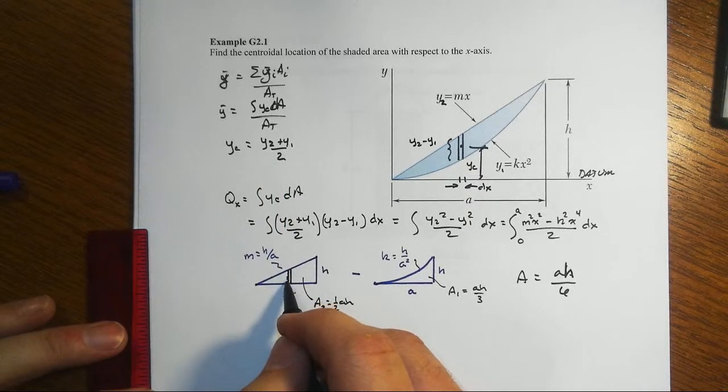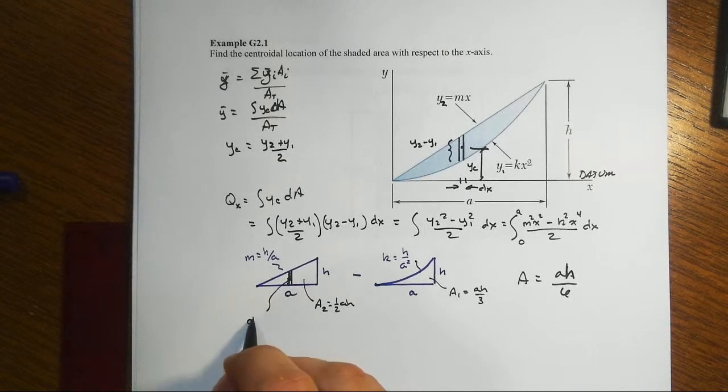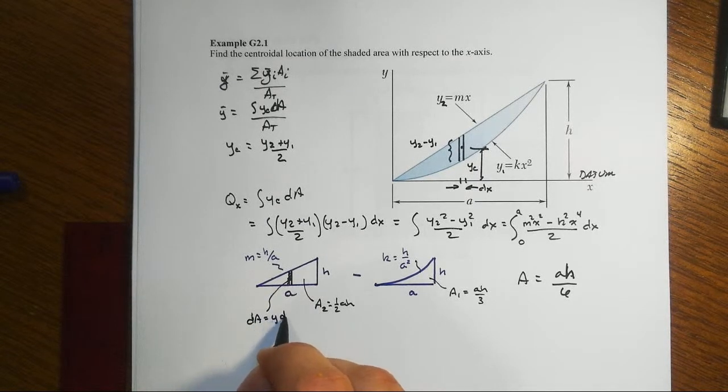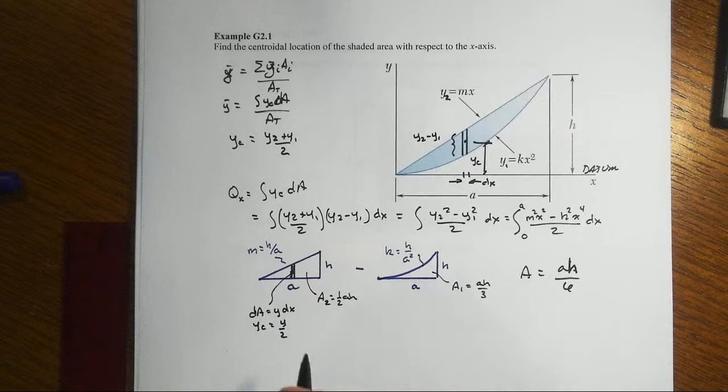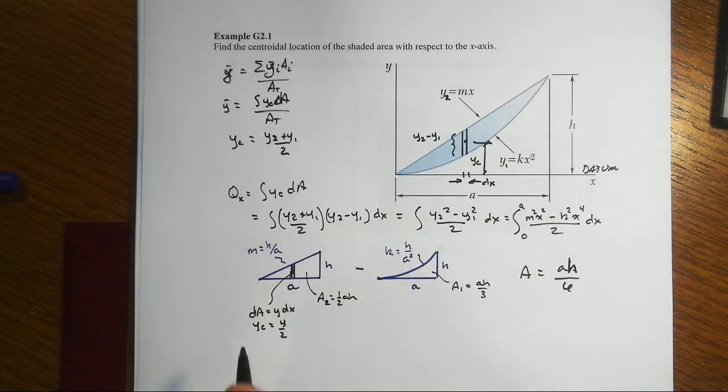There's our little guy, right? Has height of y, so the dA equals y times dx. Its centroidal distance is at half of that height, y/2. And y is equal to, of course, mx. Right? So that means the integral of yc dA.